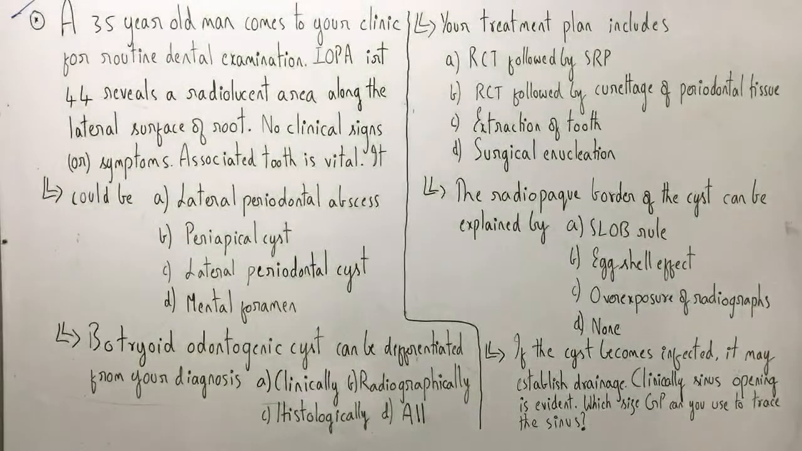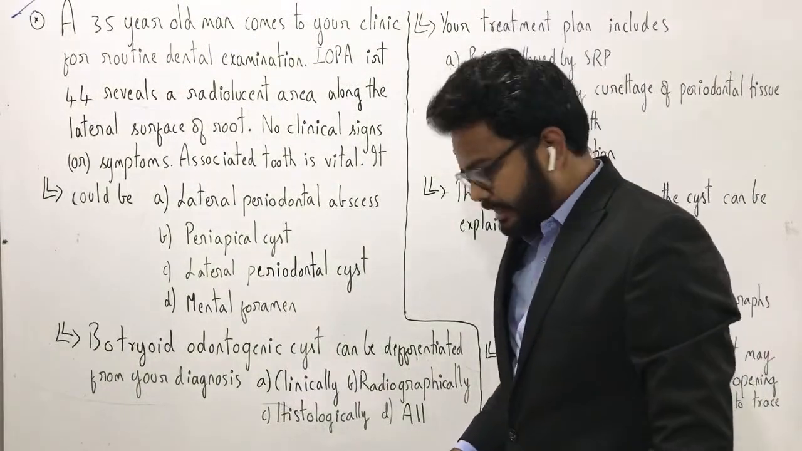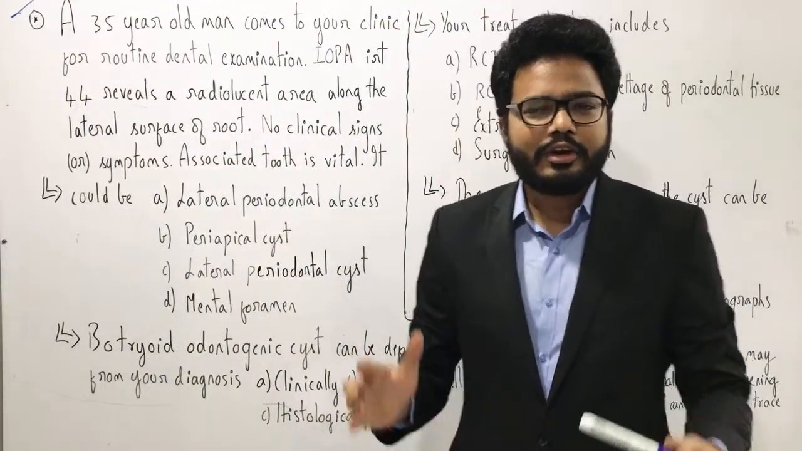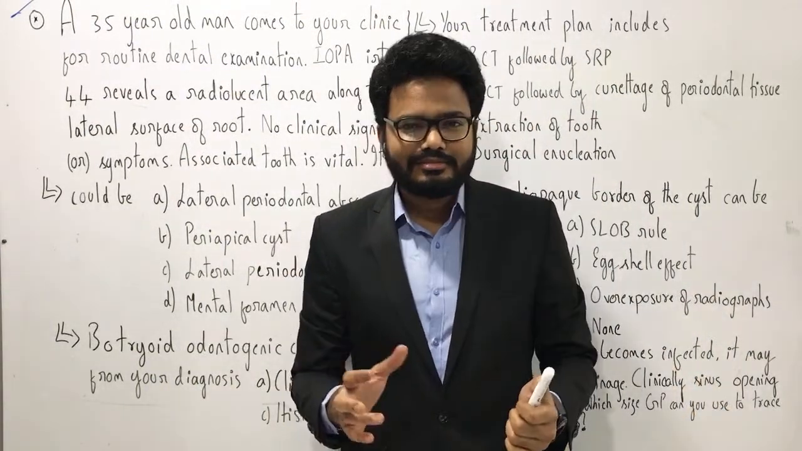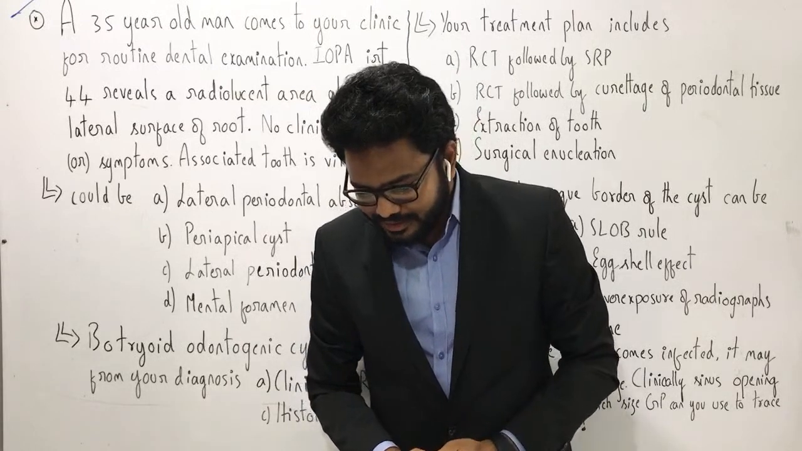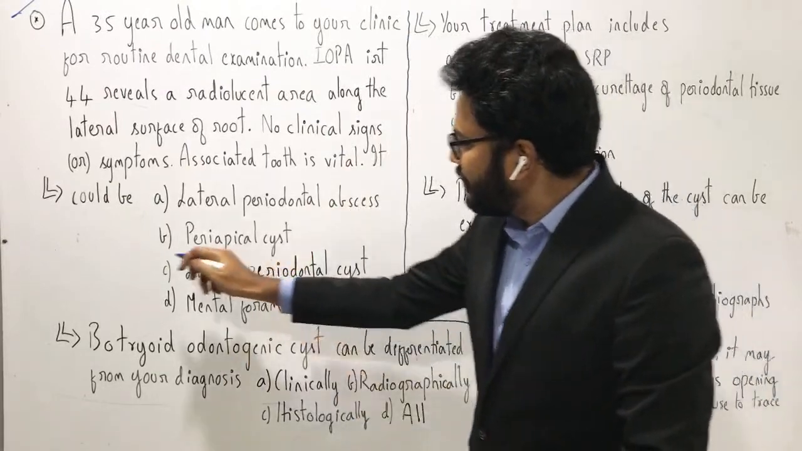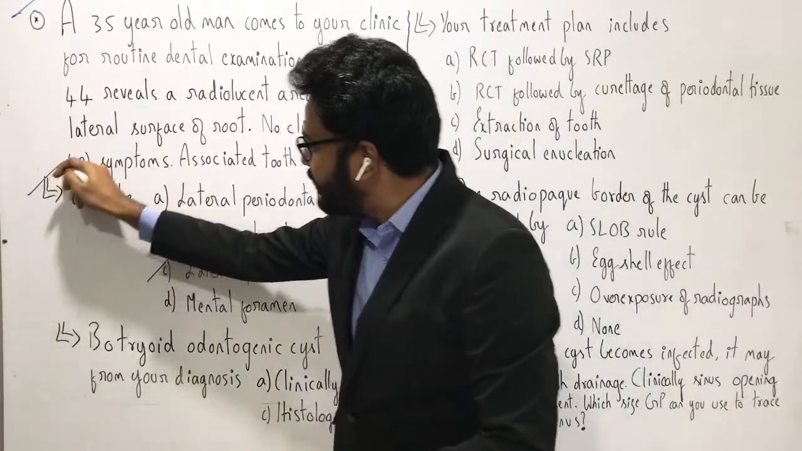So let's look into the options. Lateral periodontal abscess, periapical cyst, lateral periodontal cyst, mental foramen. So which one do you think is more appropriate answer? It's quite obvious, right? Wonderful. Lateral periodontal cyst. Okay, so let's continue with our next related question.